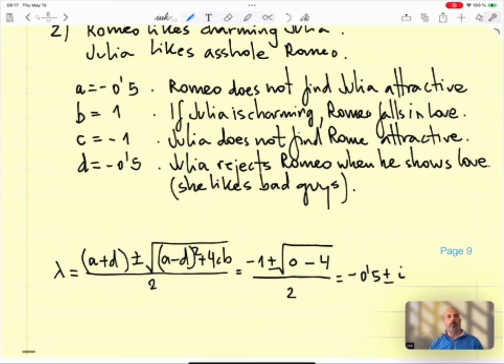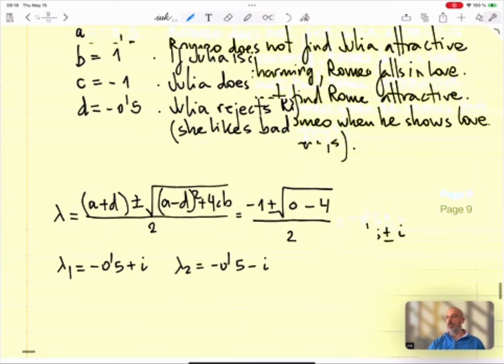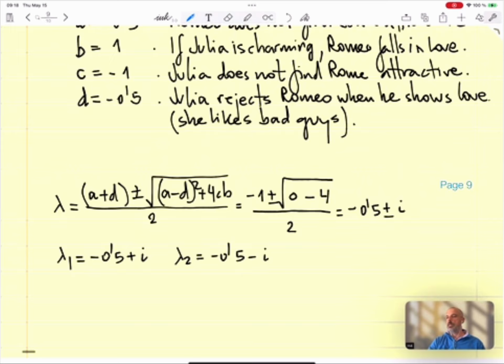This means that we have a system that is going to be oscillating, okay? So lambda 1 is going to be minus 0.5 plus i. Lambda 2 is going to be minus 0.5 minus i. Good. Well, let's hit it.